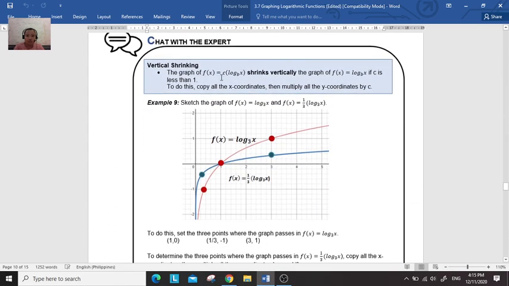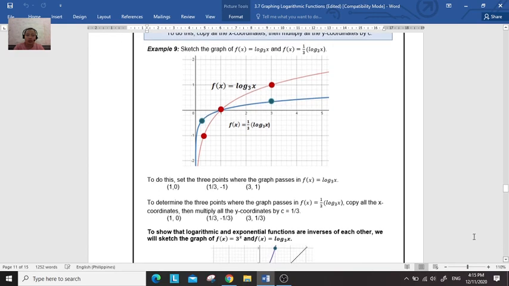The graph of f of x is equal to c times log x base b shrinks vertically the graph of f of x is equal to log x base b if c is less than 1. And to do this, copy all the x coordinates and multiply all the y coordinates by c. So as you can see, the c is less than 1. So if this is the image of f of x is equal to log x base 3, then we are going to multiply the c to all y coordinates.